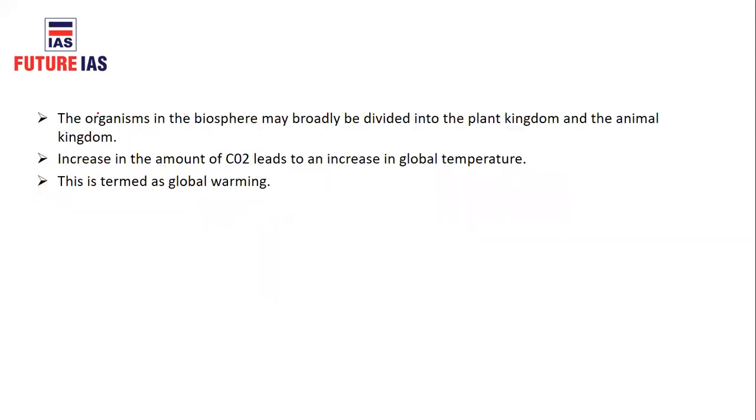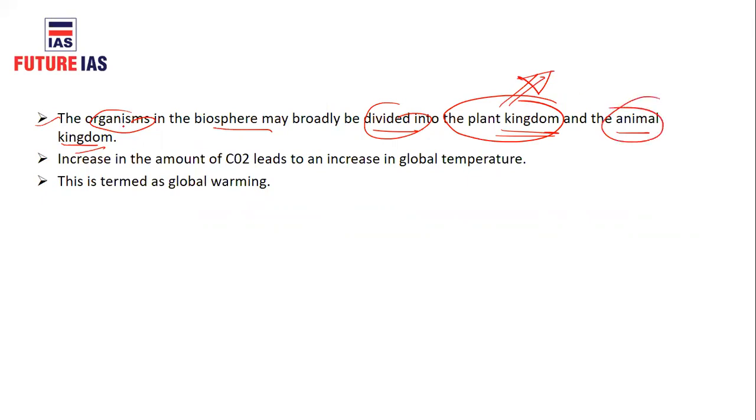And that is how this biosphere is meant to be. Now, the organisms in the biosphere may be broadly divided into the plant kingdom and the animal kingdom. The plant kingdom is the community which predominantly consists of plants, and in the animal kingdom the predominant community consists of animals. So you will have flora, and this is your fauna, which predominantly consists of animals.